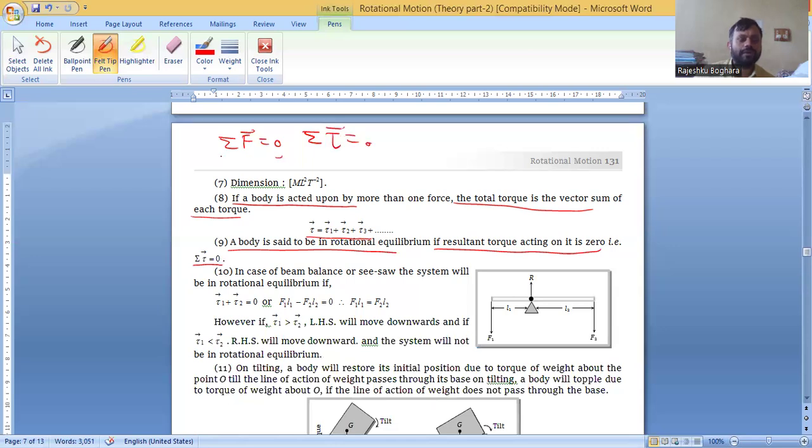ये दोनों F और tau इक्विलिब्रियम में होते हैं, तो रोटेशनल इक्विलिब्रियम है और ट्रांसलेशनल इक्विलिब्रियम है. तो इन मैकेनिक्स बॉडी इज इन इक्विलिब्रियम. ओके, ये भी हमें याद रखना है.